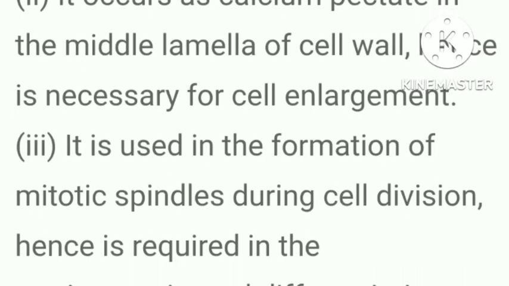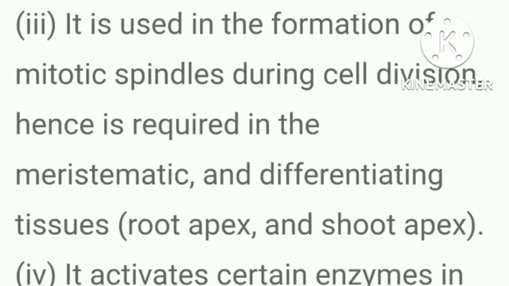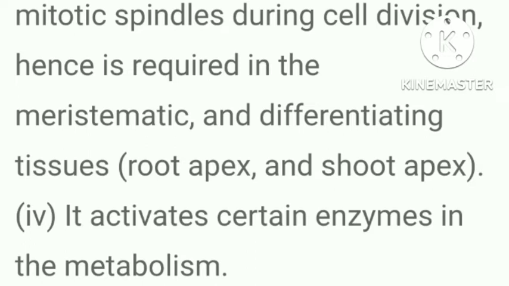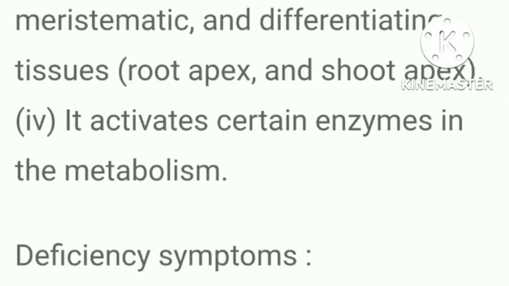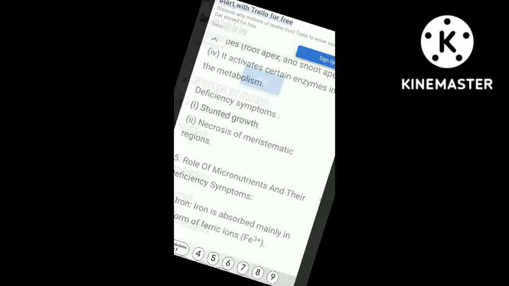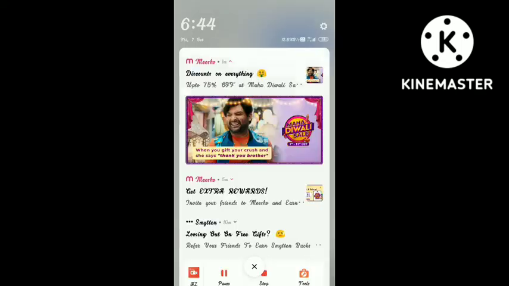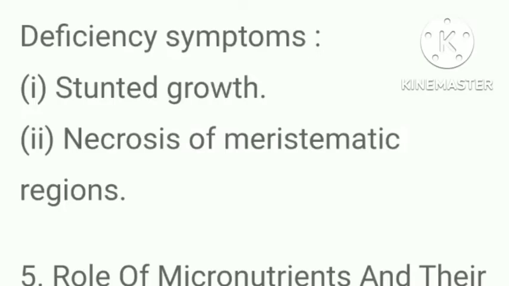It is used in the formation of mitotic spindles during cell division, hence is required in the meristematic and differentiating tissues, root apex and shoot apex. It activates certain enzymes in the metabolism. Deficiency symptoms: stunted growth, necrosis of meristematic regions.